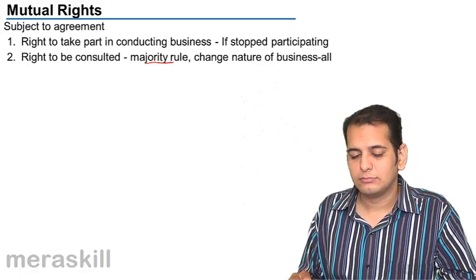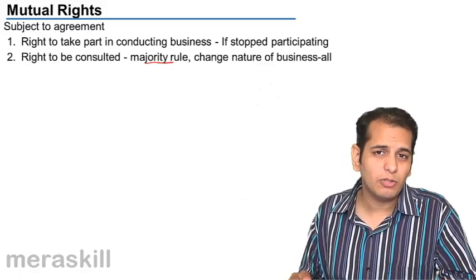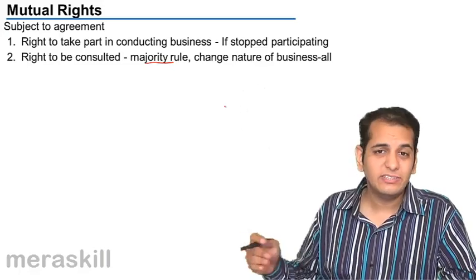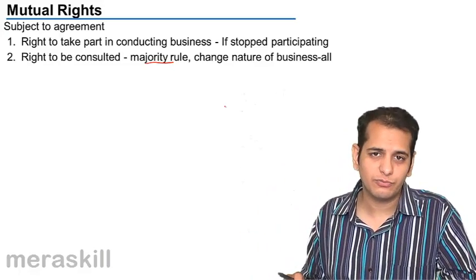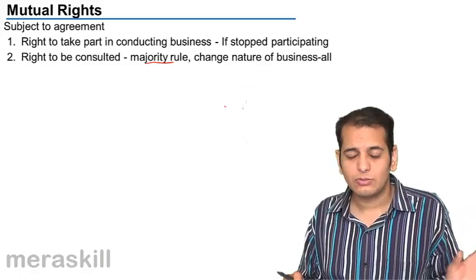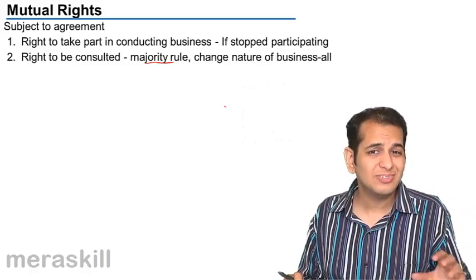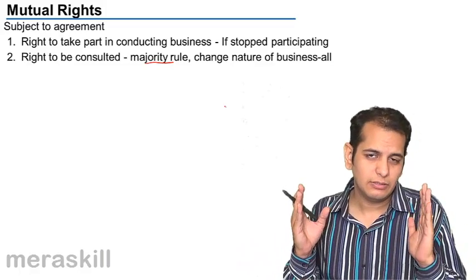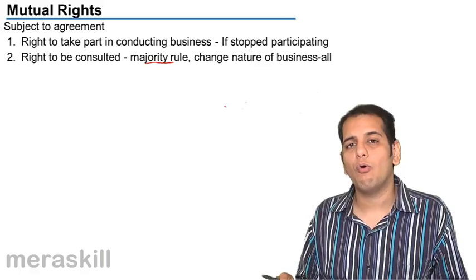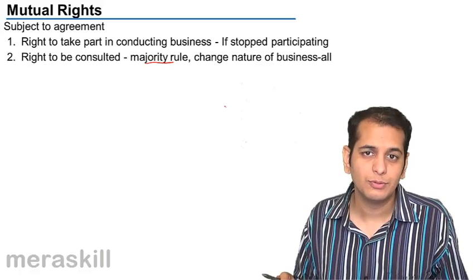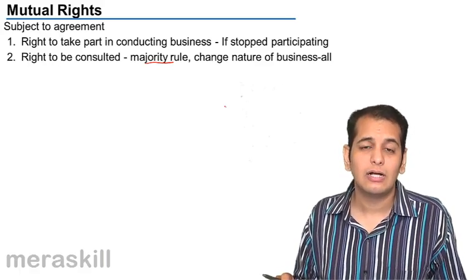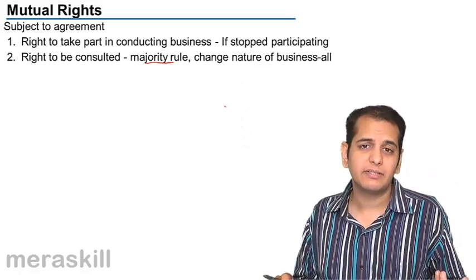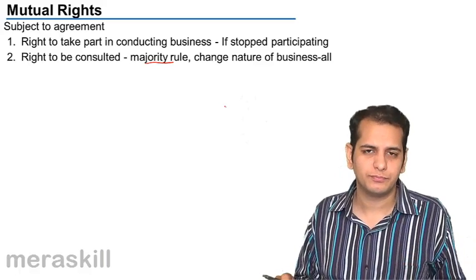Okay. Now, but there are some important decisions, like here the example is given. Change the line of the business, change the nature of the business. Now let's deal in some other product. Now this is a very big decision. In this case, the consent of all the partners will be required. You cannot go with majority rule in this. Otherwise, what will happen is, partners who are not giving their consent may move out of the firm.